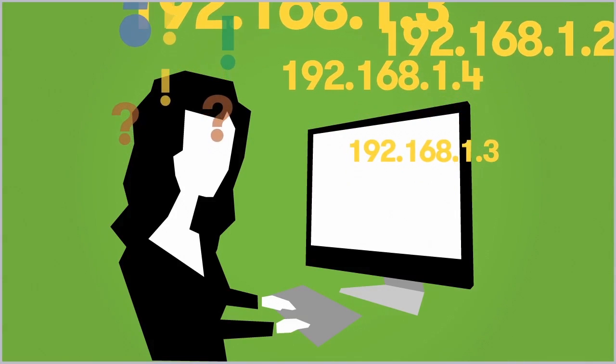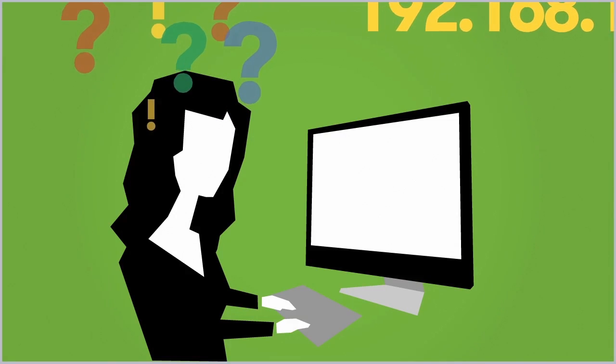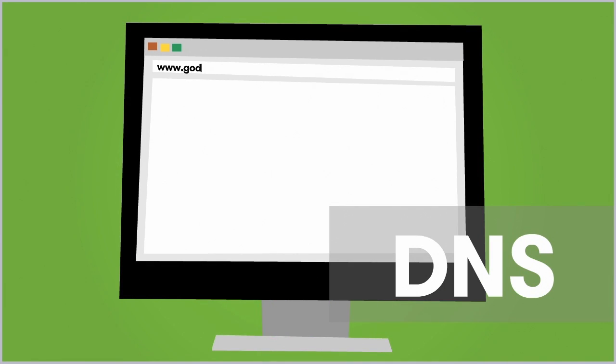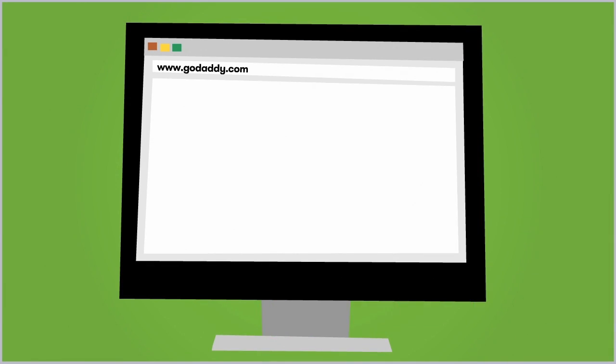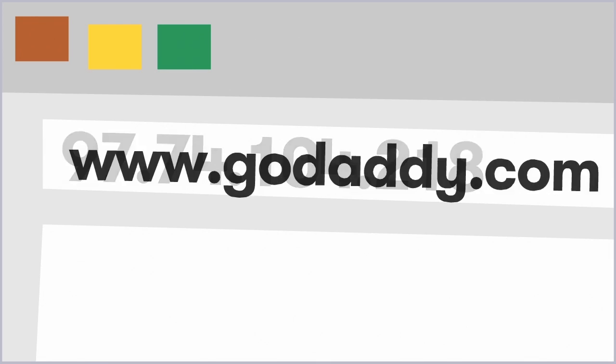Actually, there is. While computers require IP addresses to locate one another, we humans can use domain names. The domain name system, or DNS, takes domain names, the kind of web addresses that people understand, like GoDaddy.com, and translates them into IP addresses that computers need to communicate. So instead of having to remember 97.74.104.218, you can simply remember GoDaddy.com.